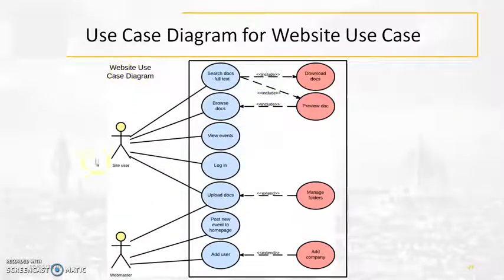So this is the use case diagram of the website. Site users and webmasters are the two actors, and these are the use cases. The site user is responsible for these functions: search documents, browse documents, view events, log in, and upload documents. The webmaster is the responsible actor for uploading documents, posting new events on the home page, and adding users.